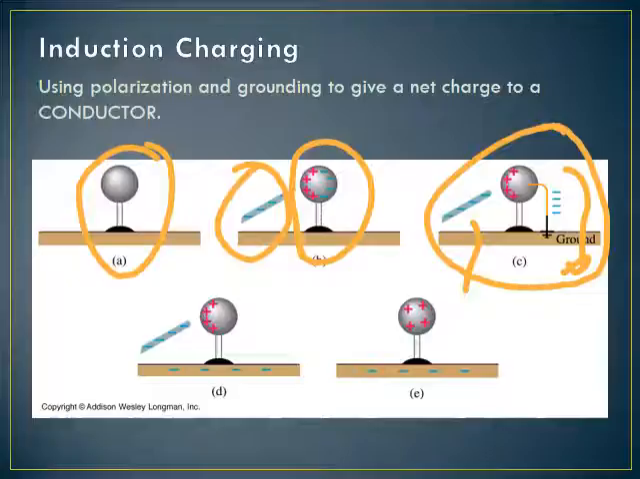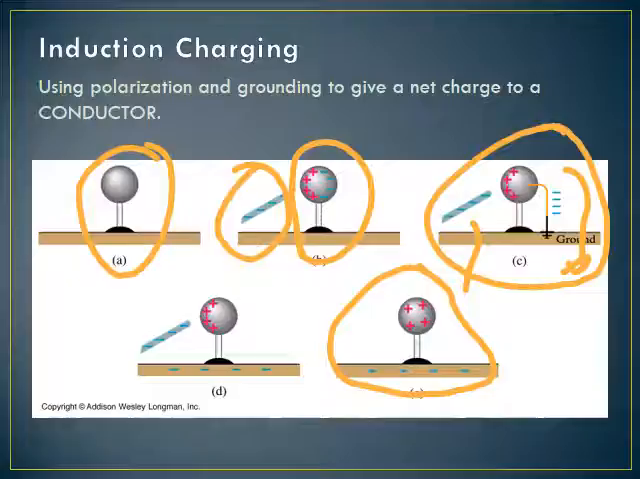And then if you take off that ground wire, so we no longer are connected with Earth here, right? We got rid of that in step D. And then in step E, you remove that negative charged object. What you're left with is a positive charged conductor because all the electrons went to Earth.